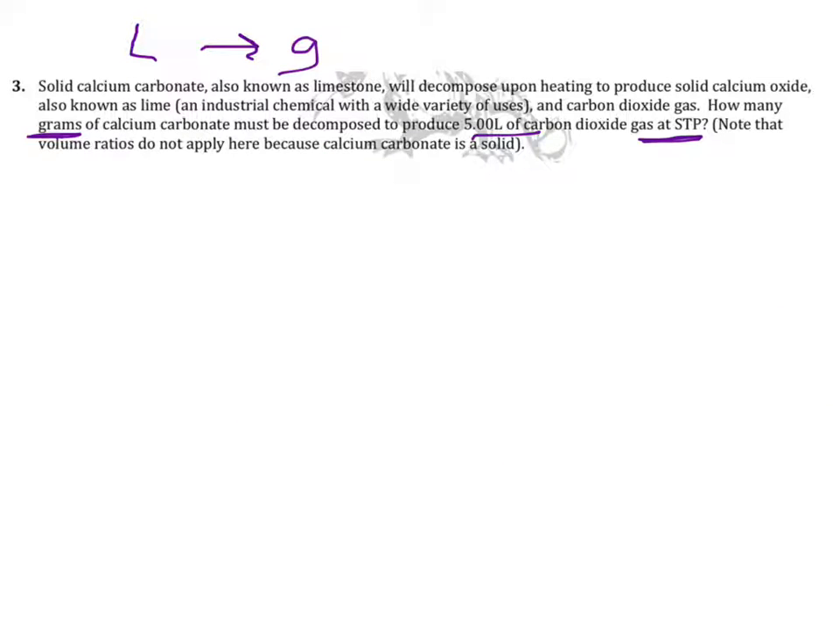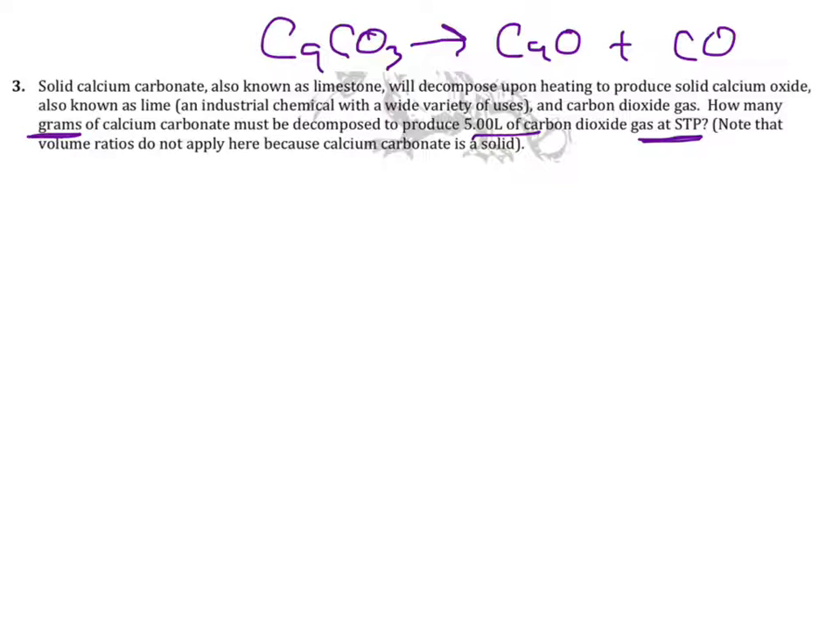The first thing we need to do is write a balanced chemical equation. So it's got calcium carbonate, and it decomposes into calcium oxide plus carbon dioxide. And this particular balanced chemical equation is already balanced, actually. So it's a 1-1-1 coefficient. All the coefficients are 1 in this situation.